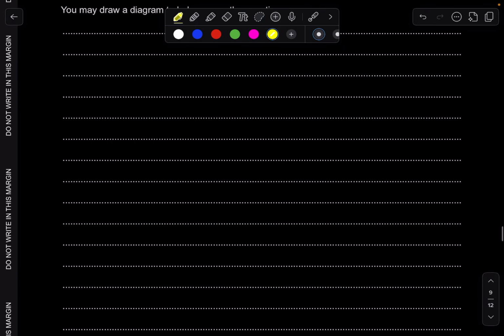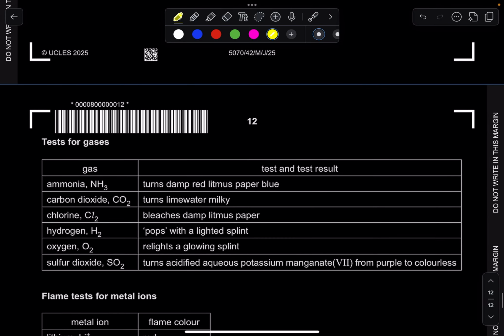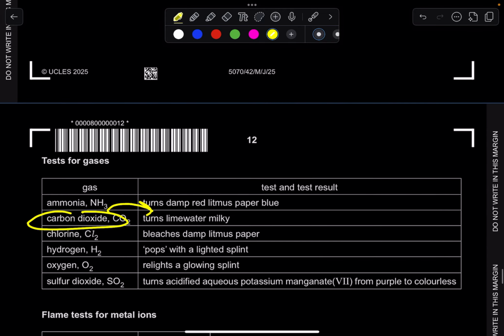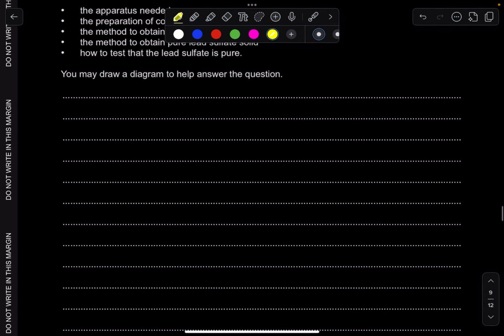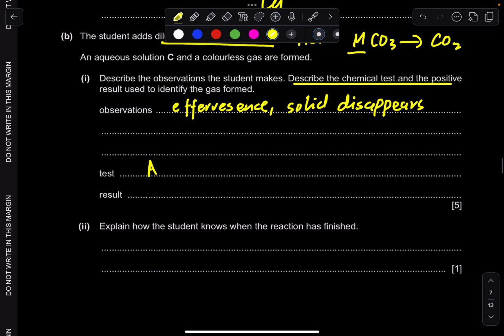Go down, check the test for your very own carbon dioxide gas. Where's carbon dioxide? This turns lime water milky. So that's going to be the result. The test is going to be add lime water, and the result is going to be that lime water turns milky.